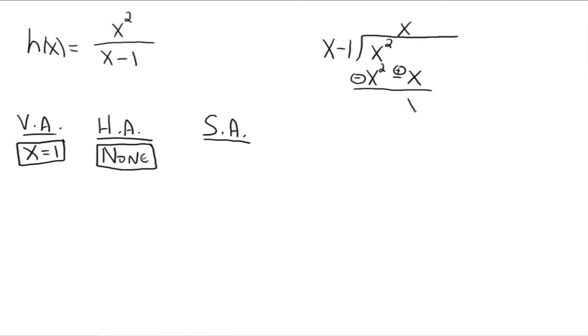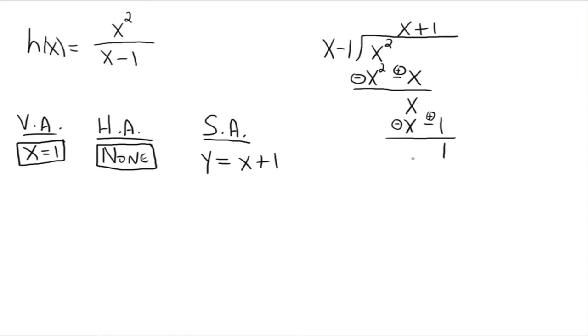And you got an x, so you bring down the x. You say, all right, what are you going to multiply x by to make it look like x? Well, plus 1. So 1 times x minus 1 would be x minus 1. Go back and change signs. And so 1 is your remainder. So the slant asymptote would be y equals, it's always going to be y equals, your quotient, which is x plus 1.